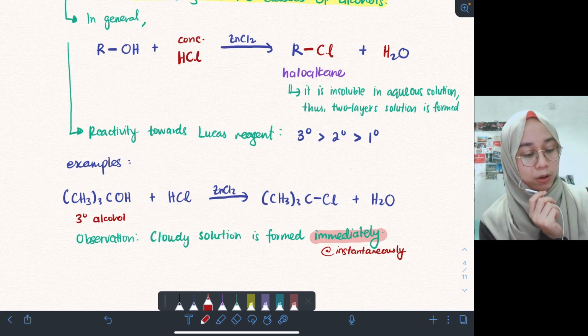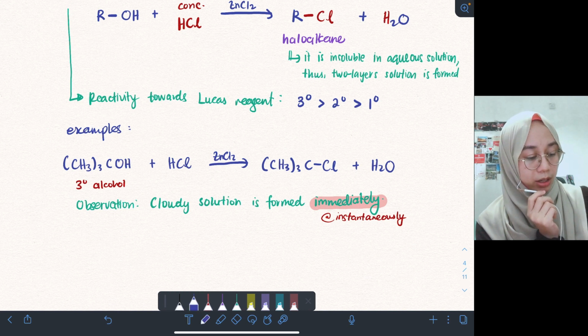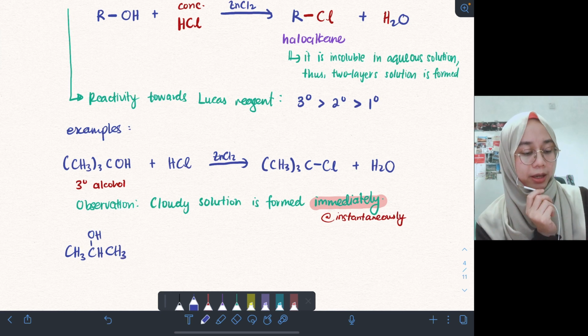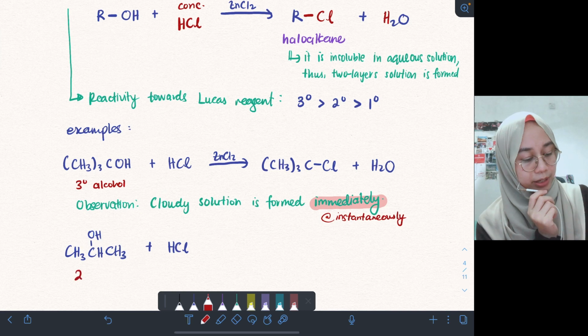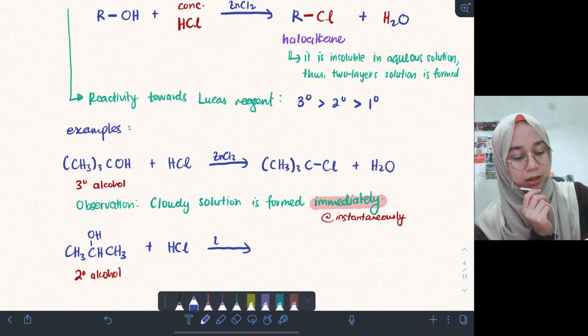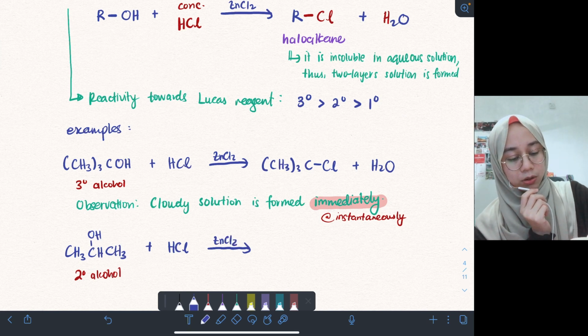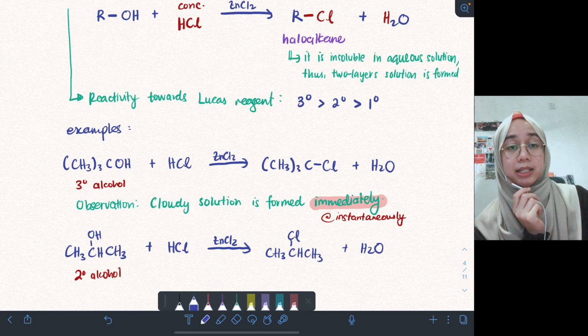Okay, so contoh yang kedua pula. Let's say Miss bagi kamu untuk secondary alcohol. So I give you 2 propanol lah. This one kita kasih react dengan HCl. So ini adalah secondary alcohol. And then with the presence of zinc chloride as the catalyst, so just change the OH part to Cl. And then with water as the side product.